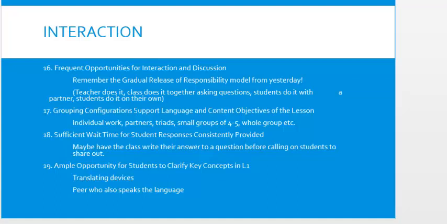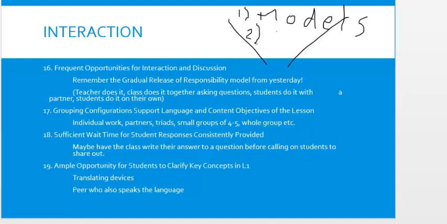But the gradual release of responsibility is the idea that the teacher gradually gets to the point where students are doing things independently. So the first thing is the teacher models. Oh goodness, this is not looking good, is it? Okay, the teacher models whatever the task is that they're going to do. Second, the teacher has the whole class do it together.